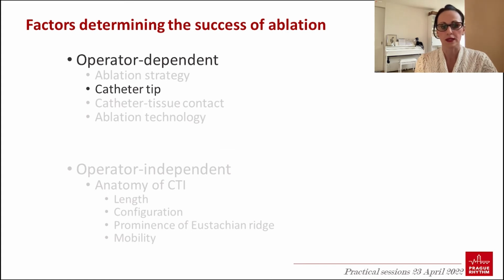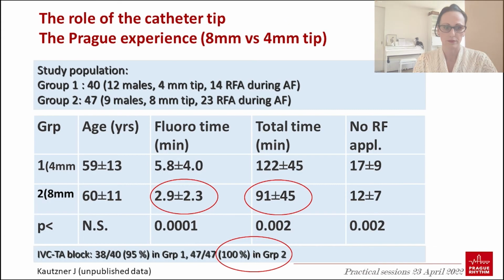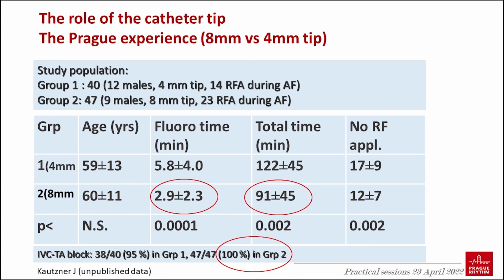Now we can discuss the influence of the catheter tip on the results of ablation. The advent of the 8 mm catheter resulted in improvement of efficacy and efficiency of ablation, as documented in this small series from our group, or our lab. Ablation with 8 mm catheters was faster, required less flutter time, and was 100% successful.